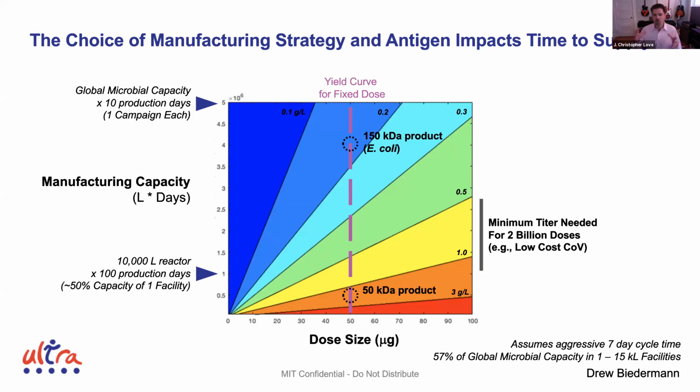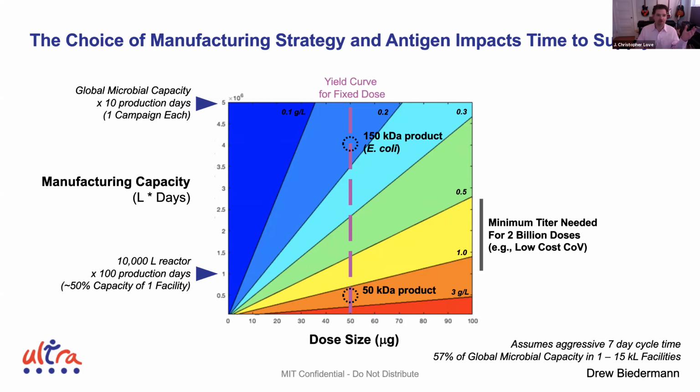You start thinking about where can we manufacture today and what would it take to get there. This is analysis that Drew Peterman put together from my lab, looking at the overall capacity today and yield curves. We won't dwell on it for very long, but the point is that along the x-axis is the dose size. For a typical recombinant vaccine, you'd like to be between maybe 10 and 50 micrograms per dose. On the left-hand axis is global capacity for manufacturing. And what we've done is look at the space-time yield of that capacity: the number of liters available in a bioreactor times the number of days available, which goes up to roughly 5 million liter days.